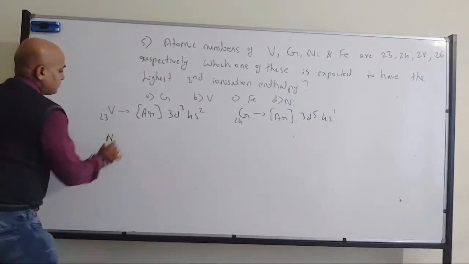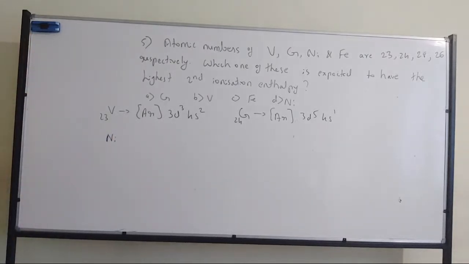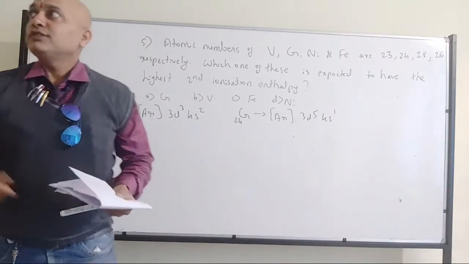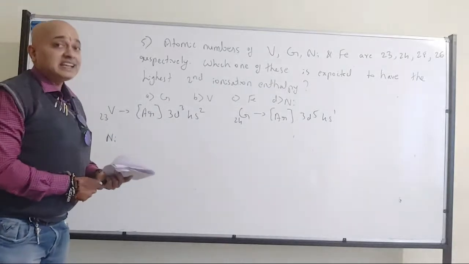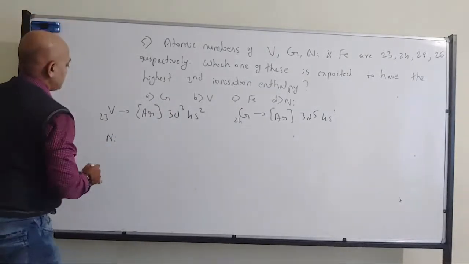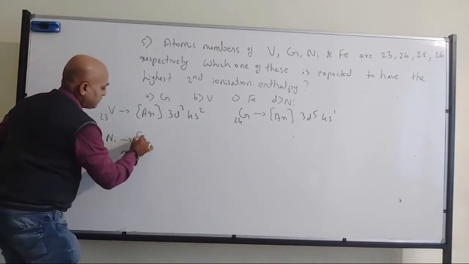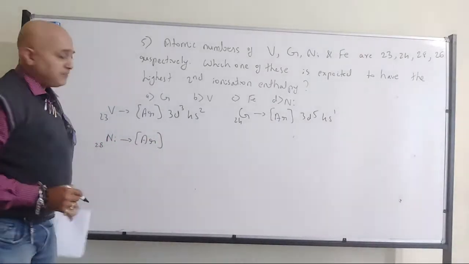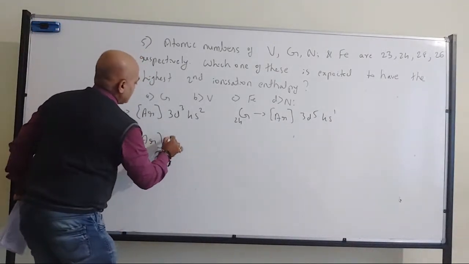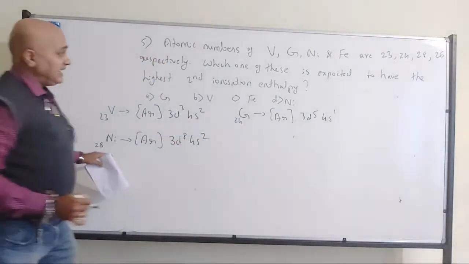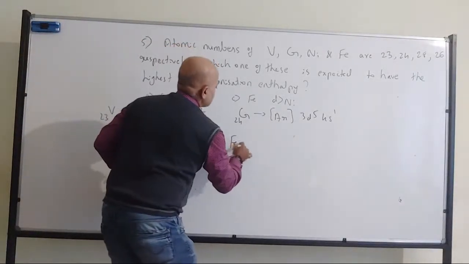We will come to the next one, which is nickel. What is the atomic number of nickel? It is 28. Once again we can take the help of argon, so it will be 3d8 4s2. Then comes iron.